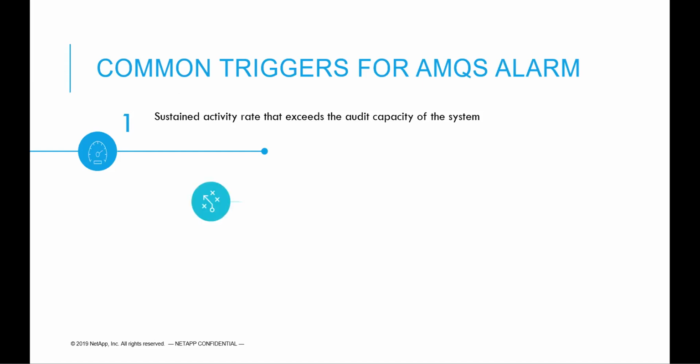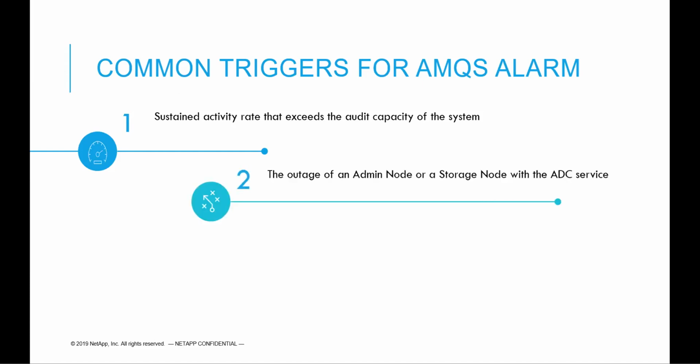Another trigger could be that your admin node, which houses that audit capacity, is down and can't accept that message to put it into the audit log. Another one that comes up is the storage node with an ADC. If that is down, that is the medium that will either relay or process that audit message. So if it's down, queues will build up on the nodes that were destined to send to it.